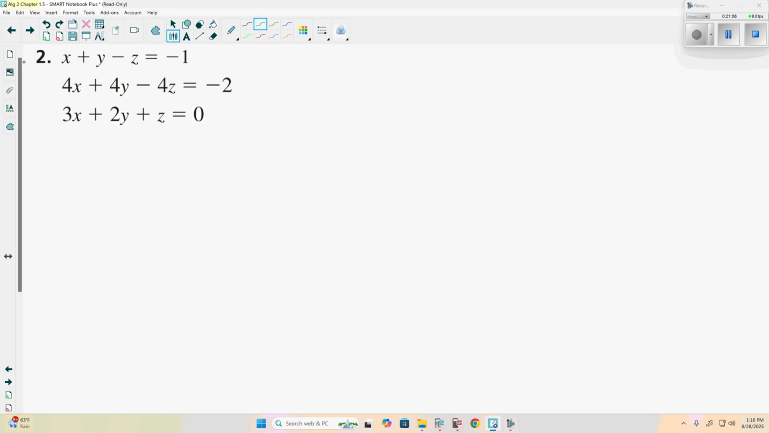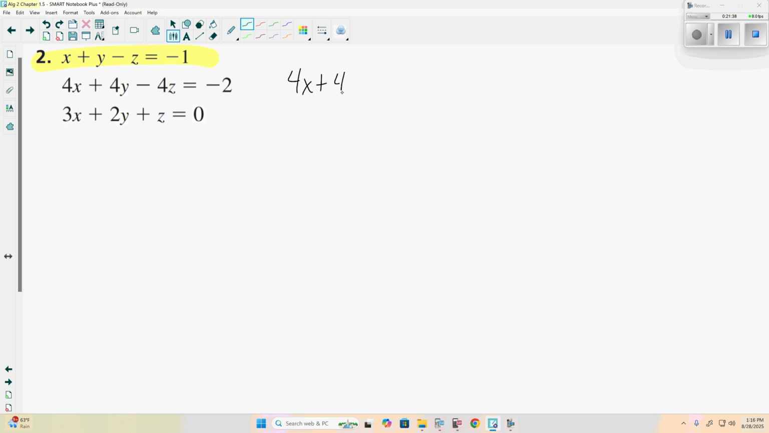X, Y, or Z, which one do you want to eliminate first? Z. Okay, Z is kind of nice because we have two of the Z's that are already the same. Top equation or bottom equation? Which one do we want to be the eliminator? Doesn't matter which. The top. Yeah. So we'll write the other two out.